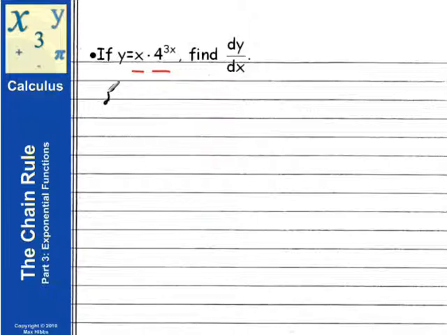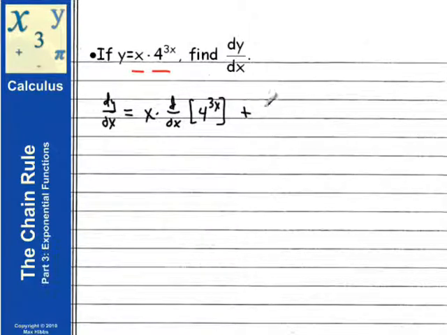So we have the derivative of y with respect to x, that's the derivative we're going to find, will require the product rule, which says take the first function and multiply it with the derivative of the second function. Well, in this case the second function is 4 to the power 3x. And then add to that the second function, which is 4 to the power 3x, times the derivative of the first function. And of course this first function is simply x, and so we know that derivative is 1 very easily.